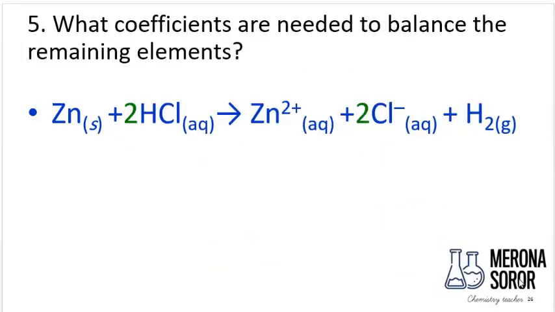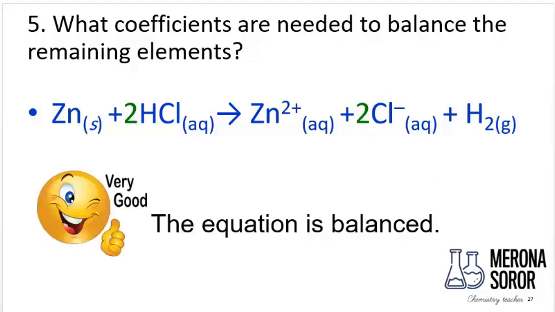What coefficients are needed to balance the remaining element? We added the coefficient 2 for HCl to equalize the number of electrons gained by hydrogen to change into hydrogen gas. So the same coefficient must be added in front of chlorine to equalize the number of atoms of chlorine in reactants and product. Very good. The equation now is balanced.